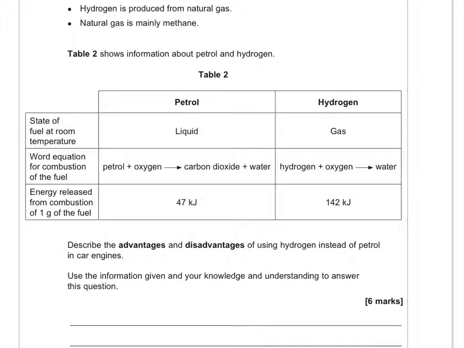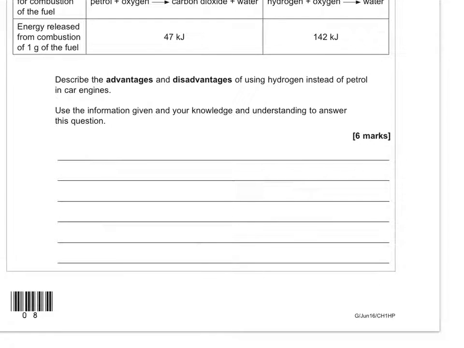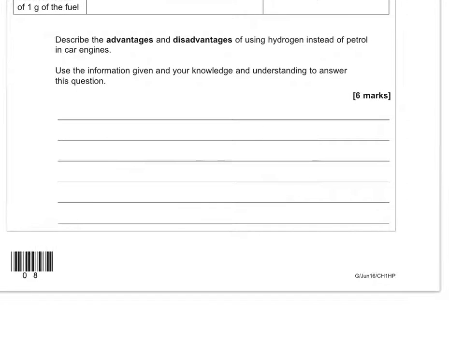So we've got the state of the fuel at room temperature. Petrol is liquid and hydrogen is gas. We've got the word equation for the combustion of the fuel. Petrol plus oxygen gives carbon dioxide and water. And hydrogen plus oxygen gives water. And then the energy released from the combustion of 1 gram of the fuel. You've got 47 kilojoules for petrol and 142 kilojoules for hydrogen. Describe the advantages and disadvantages of using hydrogen instead of petrol. Use the information given and your knowledge and understanding to answer the question.